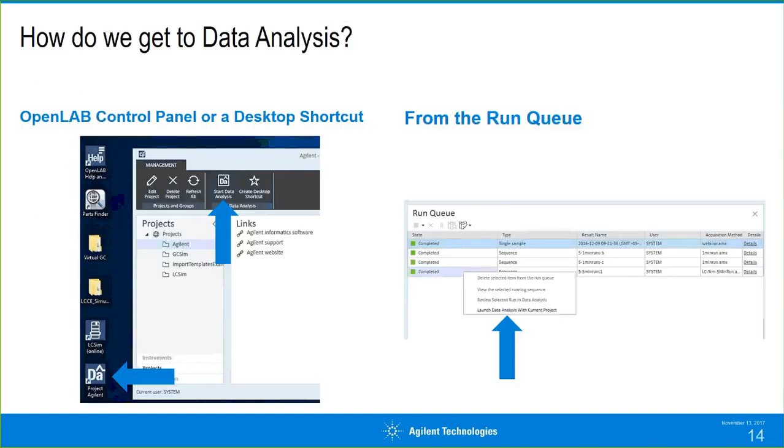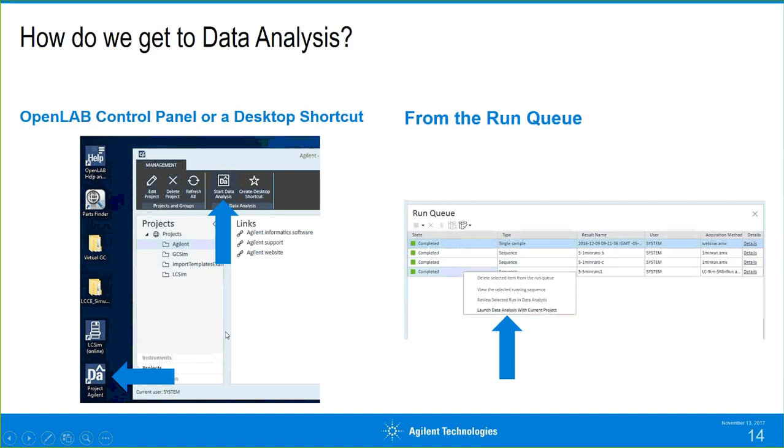Okay, so how to get to data analysis. A lot of people have this question, all right? So it's very common. There are multiple ways, okay? If the shortcut's been created on the desktop, you can go to the desktop and select the icon and load it up that way, all right?